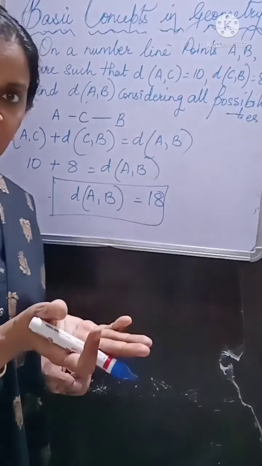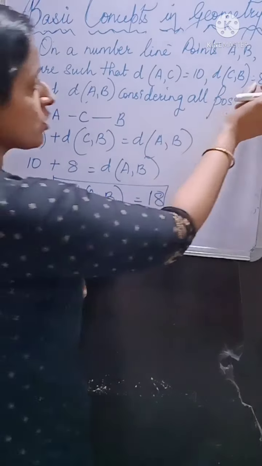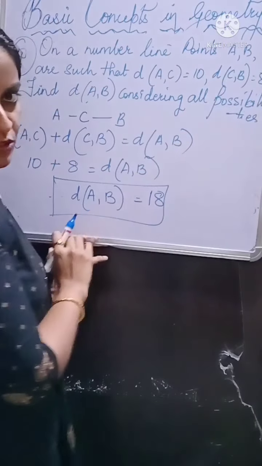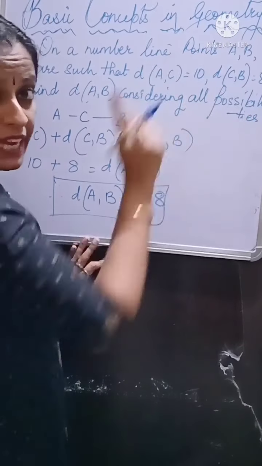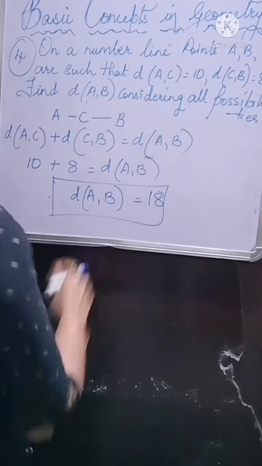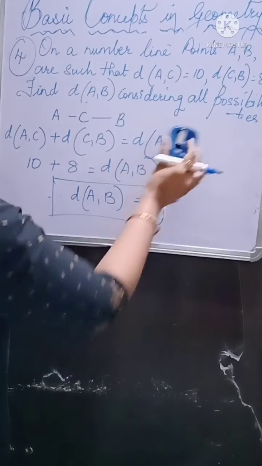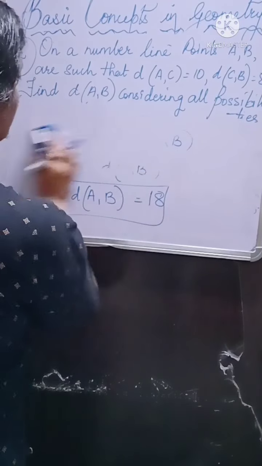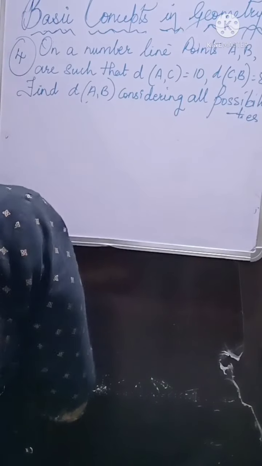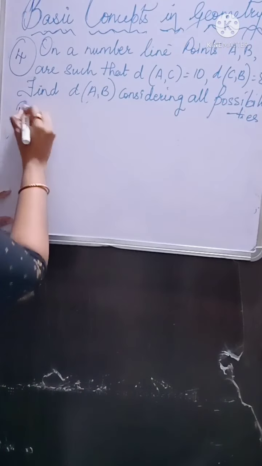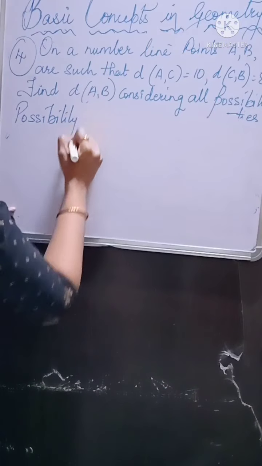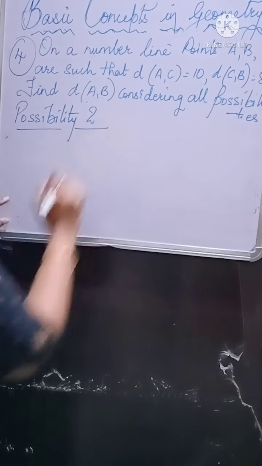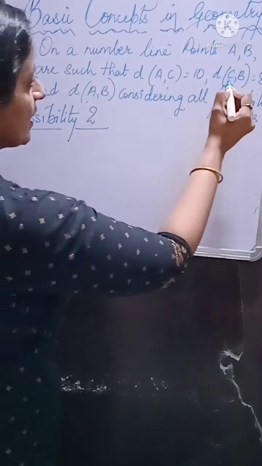Now we will consider the second possibility. I told you, no, smaller number, 2 possibilities you have to take. First C, now we will consider B in between. So write down, leave one line and write possibility 2. Second possibility, possibility number 2. What is that?